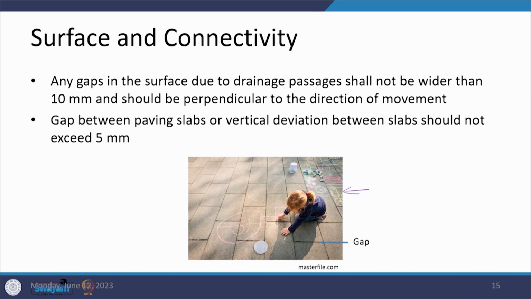But when you are trying to provide this, what we can see is there are these gaps, which will be there because we are utilizing the tiles, and similarly there are going to be gaps here. So, in the longitudinal direction as well as in the transverse direction, these gaps will be there. So, the first point it says is that if there are any gaps in the surface due to drainage passage, that shall not be wider than 10 mm and should be perpendicular to the direction of movement.